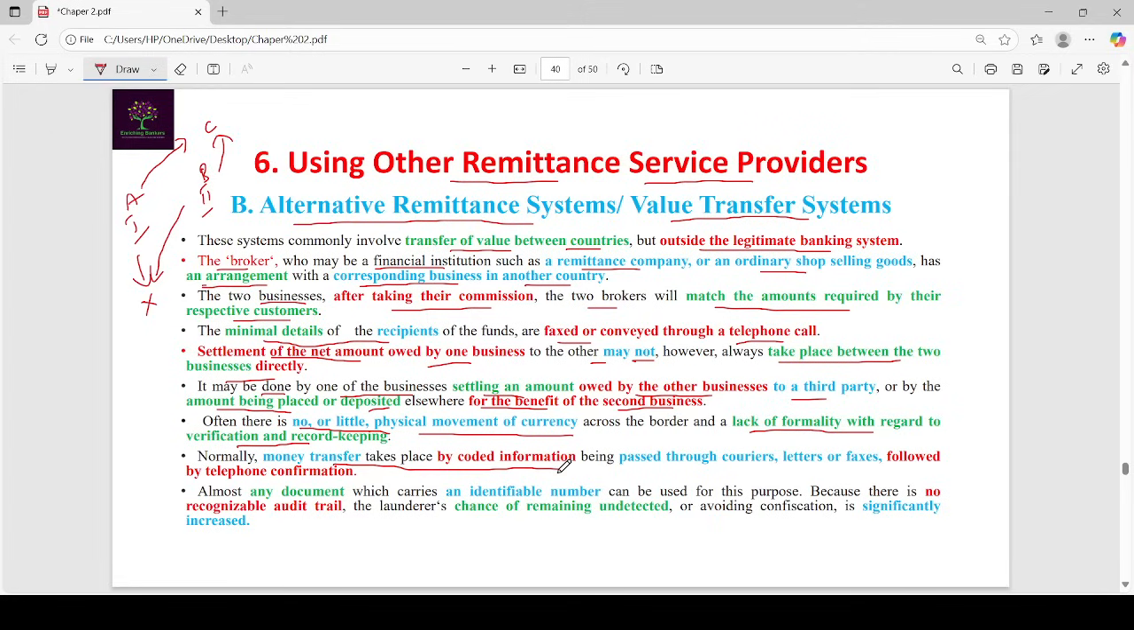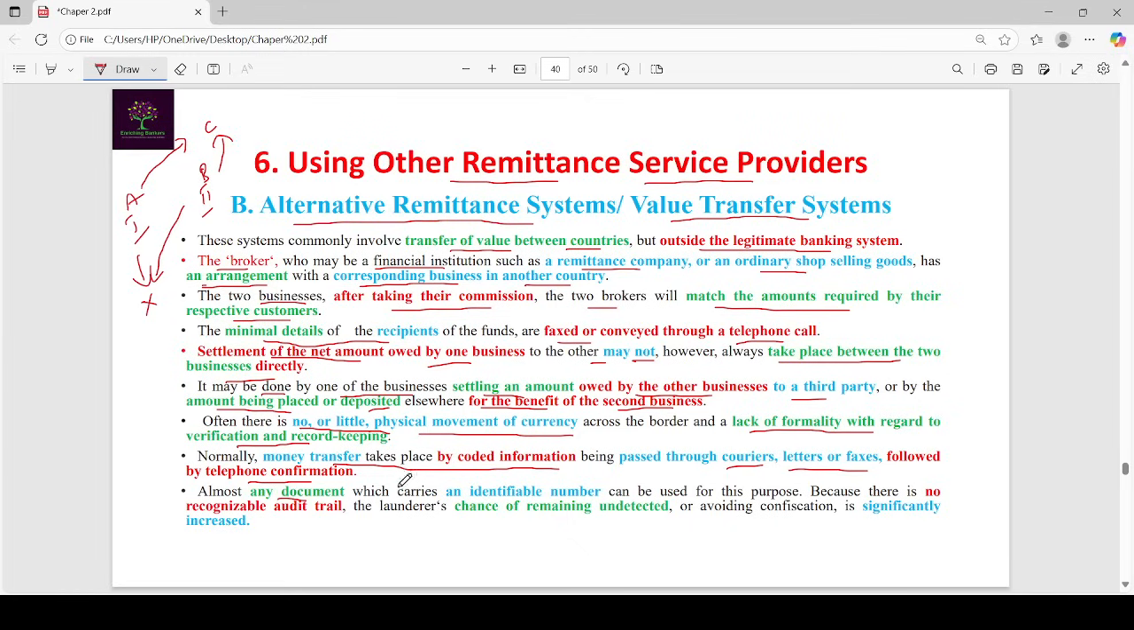So they will give a code. By this coded information only, money will be transferred, and this coded information is passed through couriers or letters or faxes, followed by telephone confirmation. The coded information is passed through couriers or letters or faxes. After that, it is confirmed by telephone conversation.